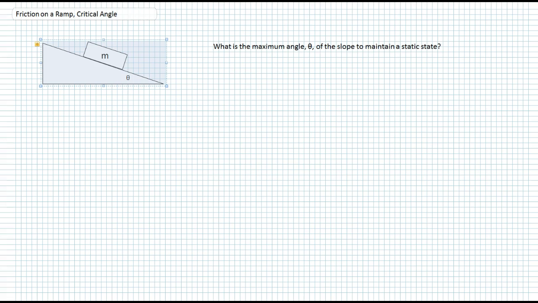In this video, I am going to show you guys how to solve for the critical angle for a massive object on a hill or a slope. The critical angle is the maximum angle theta can be to maintain a static state. So the question pretty much defines it. What is the maximum angle theta of the slope to maintain a static state? Static state just basically means that the forces are balanced. And so we're going to use this to kind of drive the way our solution for this problem.